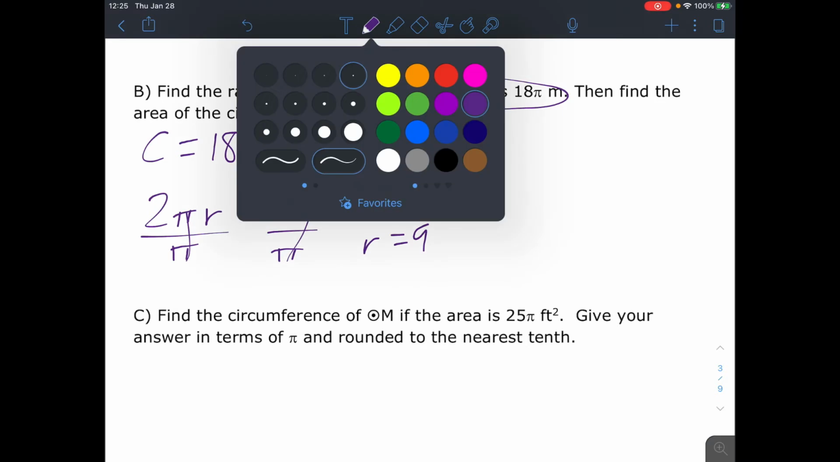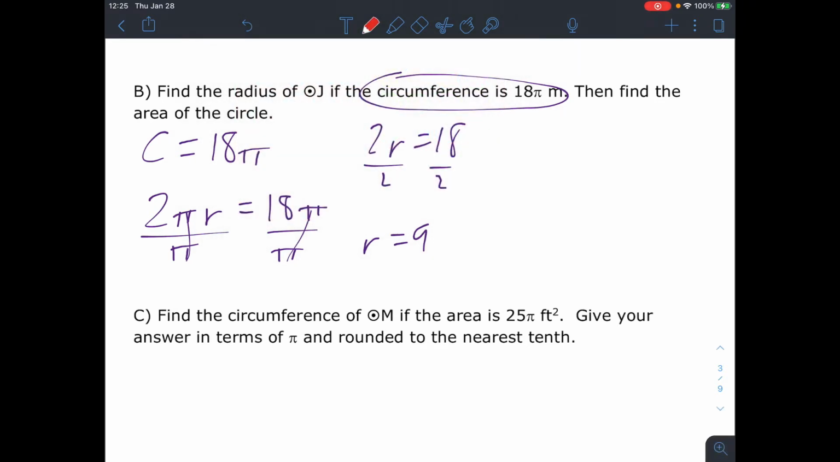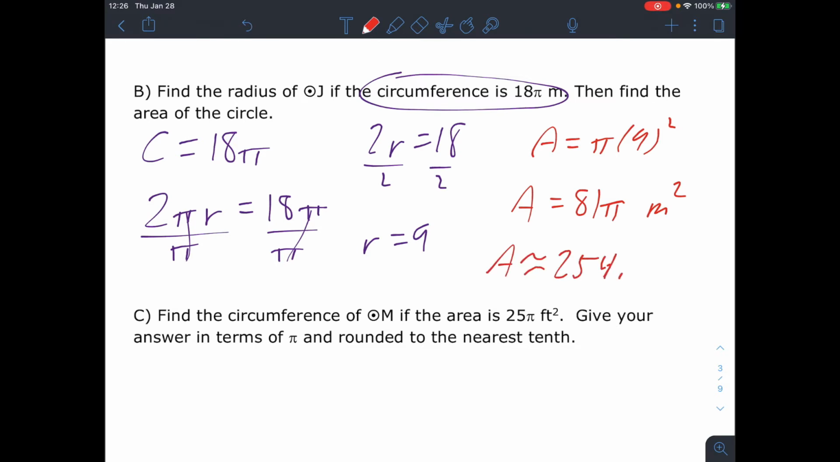Now I can go ahead and use my radius to find the area of the circle, pi r squared. So our area is 81 pi square meters. And if you want a rounded answer, you can type 81 pi into a calculator, and that'll give you approximately 254.5 square meters.